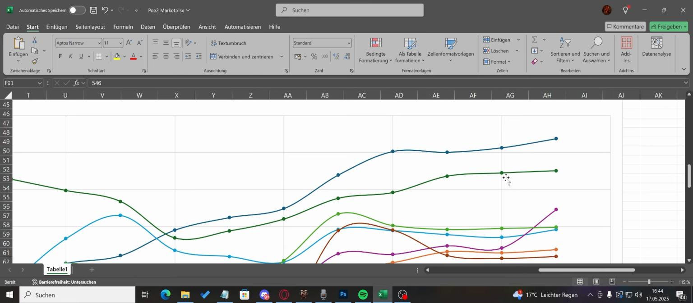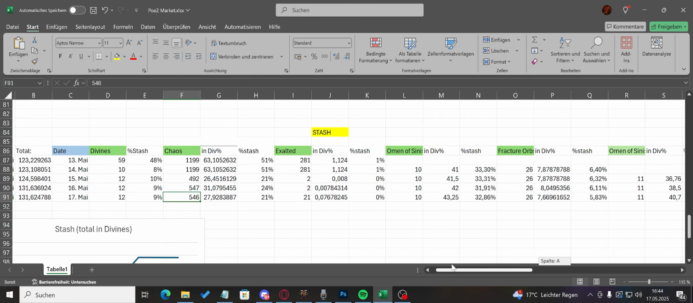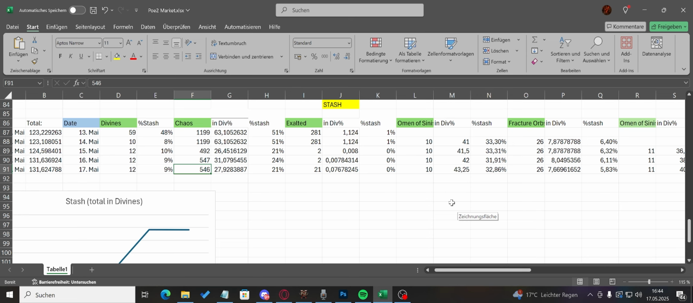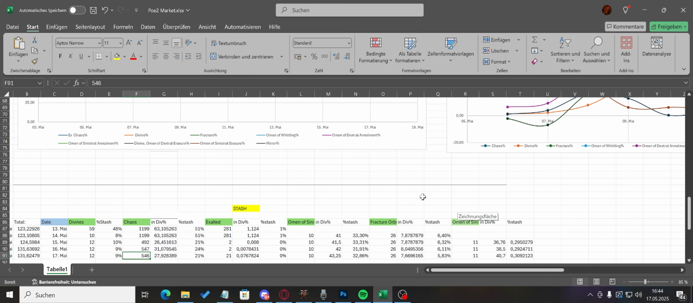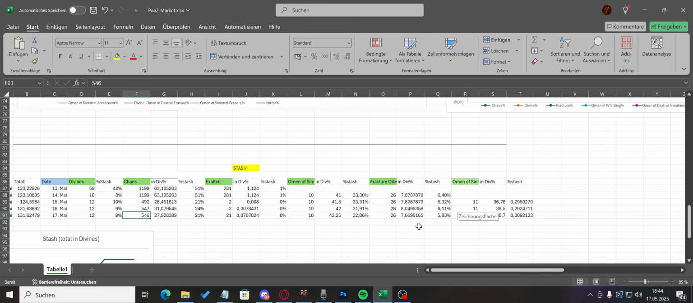I also want you to consider to maybe invest some currency into the Fracture Orb, because the Fracture Orb is still the second best performing currency inside the game. So we want to put some into that. I have around 10%, which you can see down here.